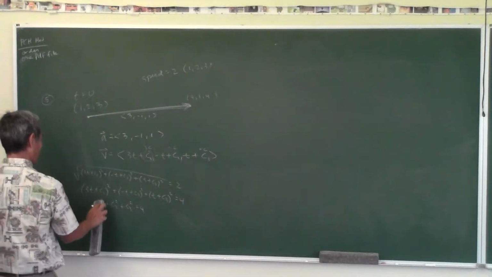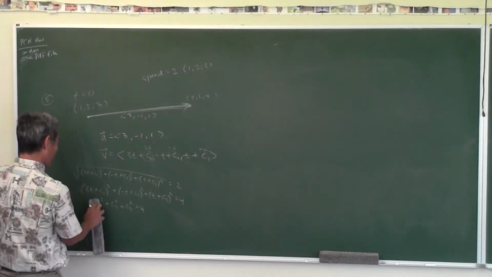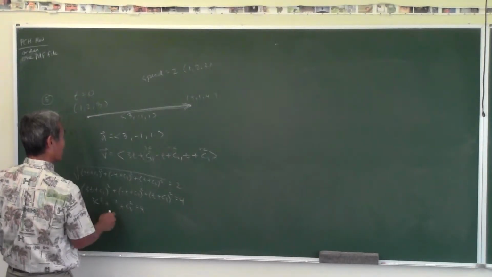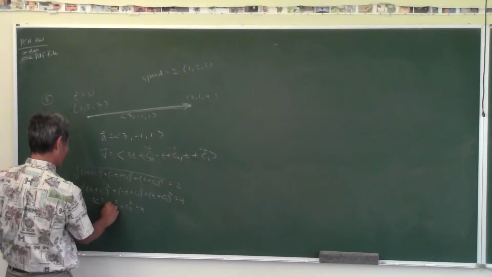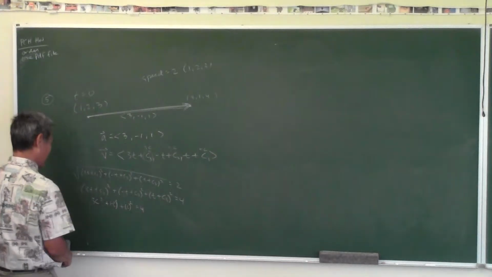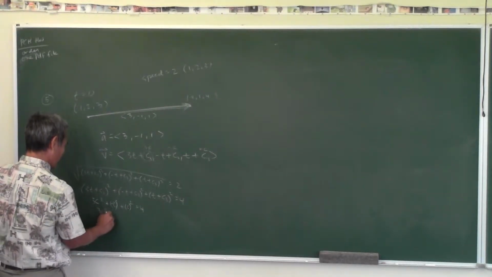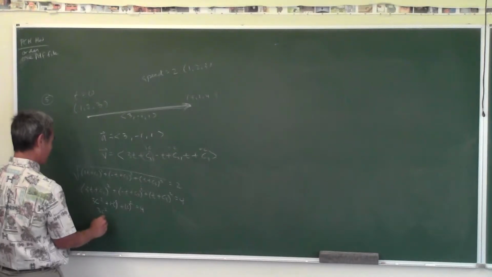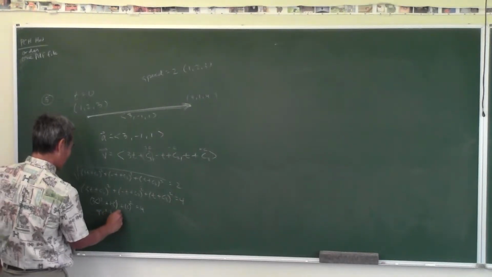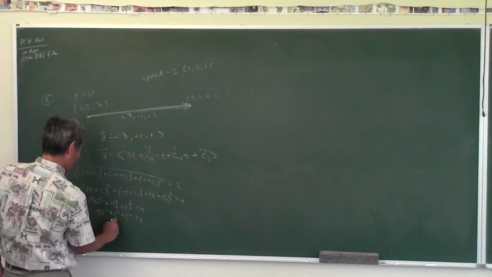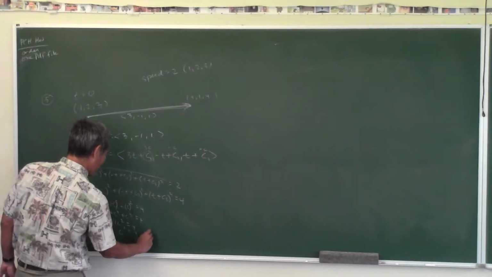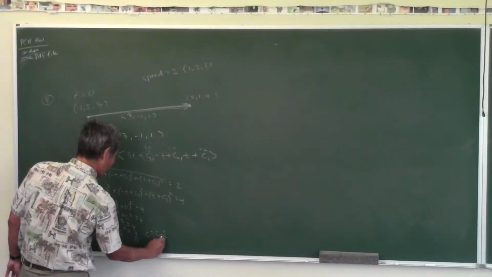So this is going to be 3C, this is minus C, and then the last one is going to be plus C, like that. So then what do we got here? 3C quantity squared. So that's 9C squared plus C squared plus C squared equals 4. 11C squared equals 4. C squared equals 4 elevenths. C equals plus or minus 2 over root 11 then.